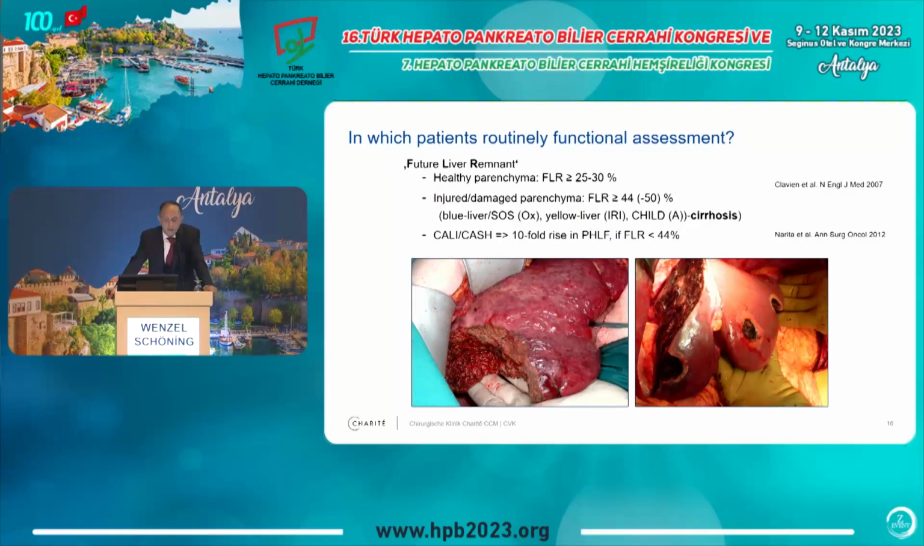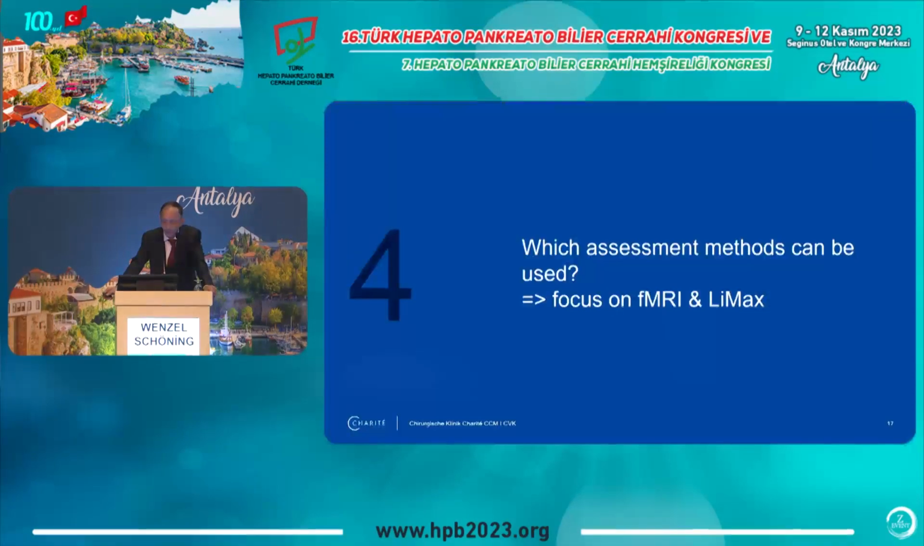But in the case of injured or damaged parenchyma, as I already mentioned with chemotherapy after oxaliplatin or irinotecan, you need much more future liver remnant volume. And very interesting from Narita et al., published in Annals of Surgical Oncology, if the patient has a CALI or a CASH, we have a 10-fold rise in postoperative hepatic liver failure if the future liver remnant volume is below 44%. So which assessment methods can be used?